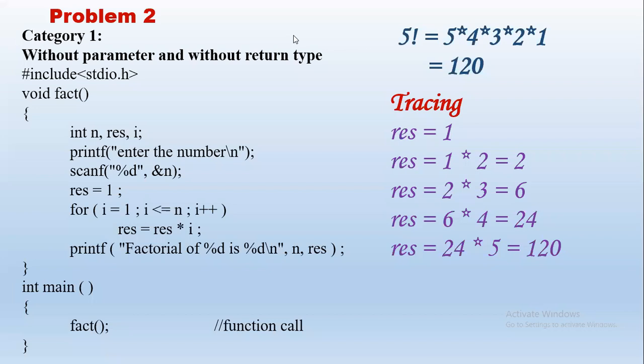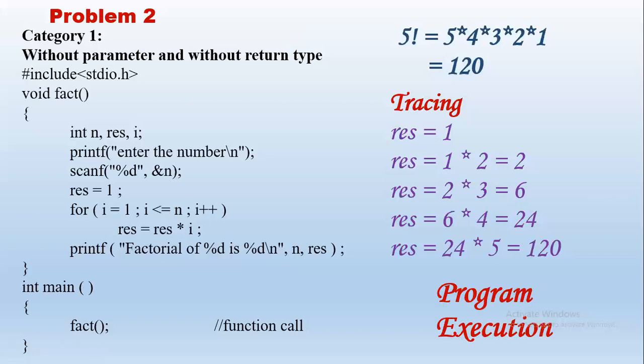Now note that this is like a template you can have. So here we are going to change only very few things in each category. So the problem will remain the same: finding the factorial of a number using functions, but we will use all the 4 categories. The first category is without parameter and without return type. Next we will include one by one, right? We will include a return type. Next we'll include a parameter and so on. So problem 2 is without parameter and without return type.